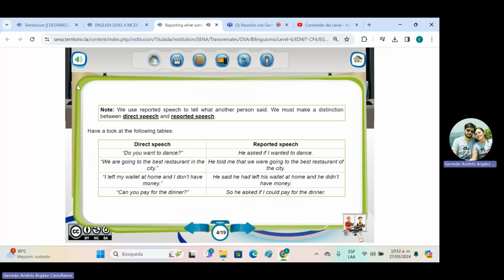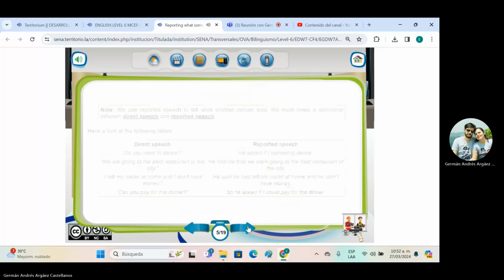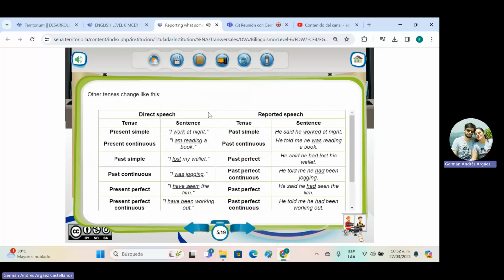I left my wallet at home and I don't have money. He said he had left his wallet at home and he didn't have money. Can you pay for the dinner? So he asked if I could pay for the dinner. Other tenses change like this.